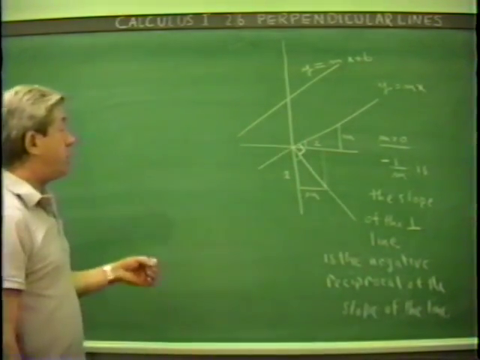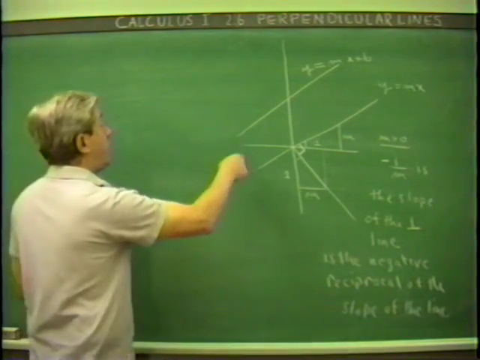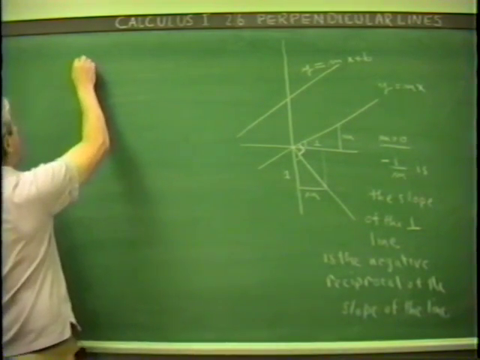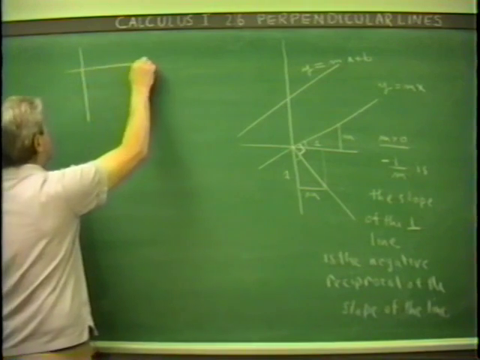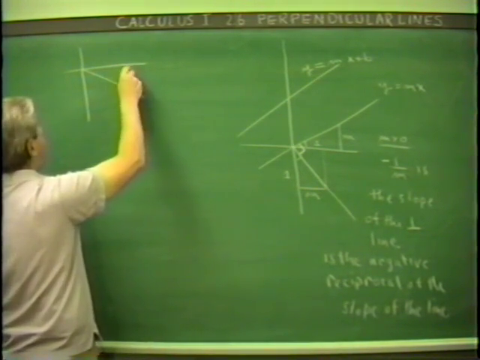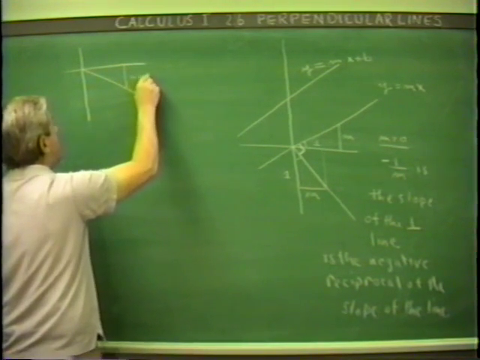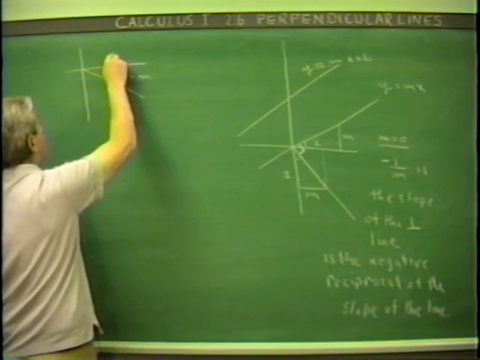The negative reciprocal is the slope of the perpendicular line. Let's check that that's the case in the event that the line slopes downward. Let's draw the line through the origin with a given slope m, where m is less than 0, so this quantity here is minus m, and this one is 1.